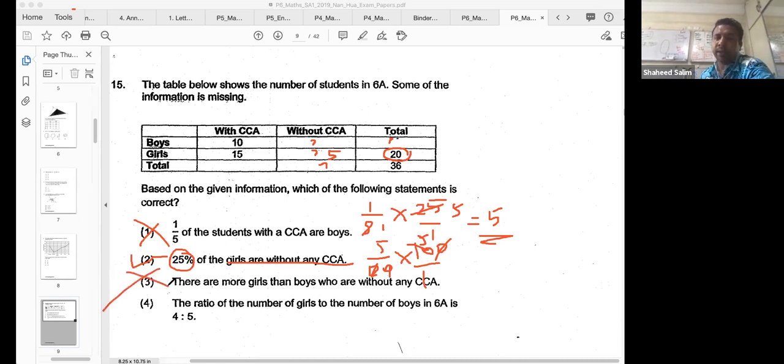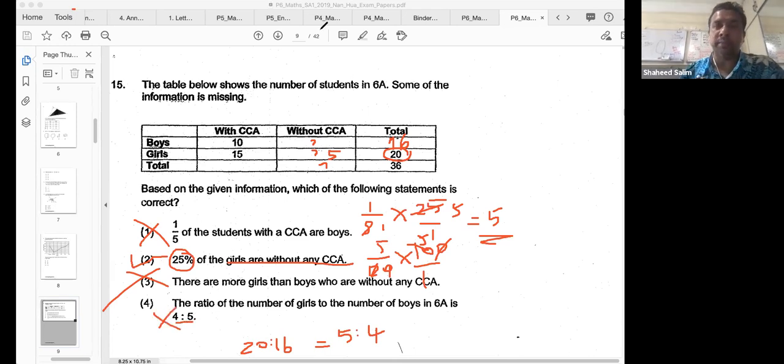Their ratio, number of girls to number of boys in 6A, is 4:5. Well, this one we know total is this. Total is how many? 20. This one we can minus what? 36 minus 20 gets 16. So number of boys, girls to boys: girls is 20, boys is 16. When you reduce, it becomes 5 is to 4, not 4 is to 5. This one they say 4 is to 5. So again, this one is wrong. So answer is number 2.